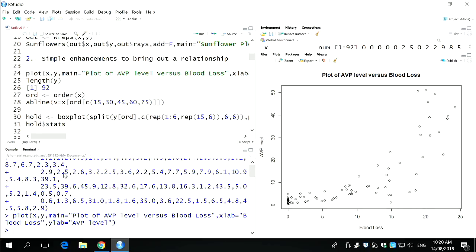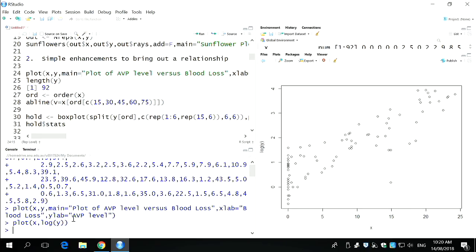So let me show you, for example, what happens if I plot x versus log y. That looks pretty straight suddenly, okay? And I'd be pretty happy to fit a straight line to that. So that's where we're headed. Now we're going to go on a journey to get there. So that's parametric statistics, okay?